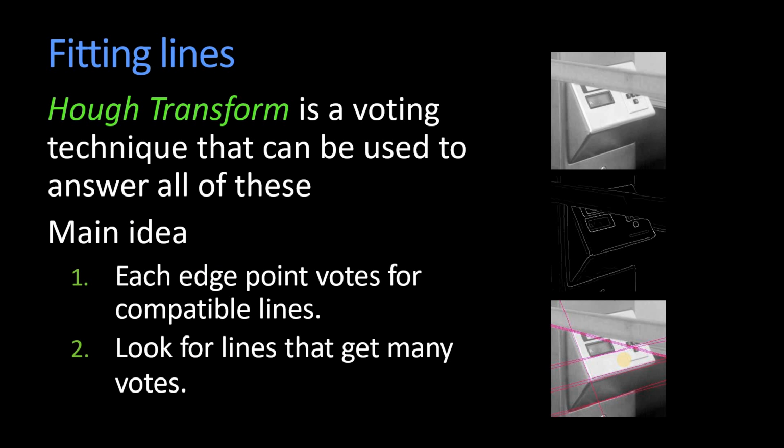So what is the definition of Hough transform? Hough transform is a voting technique that can be used to answer all of these main ideas. Each edge point votes for compatible lines and it looks for lines that get many votes. That's the summary of Hough transform. It's a voting technique basically.